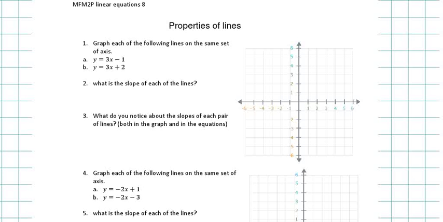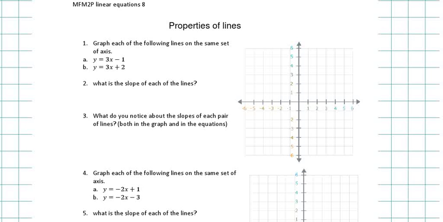Okay, so today we're going to look at properties of lines. We're going to start by looking at graphs. We're going to compare the graphs of two different lines, and then we're going to see what are the similarities and differences of these graphs. So yesterday we talked about graphing lines.